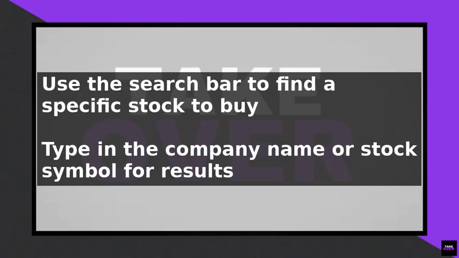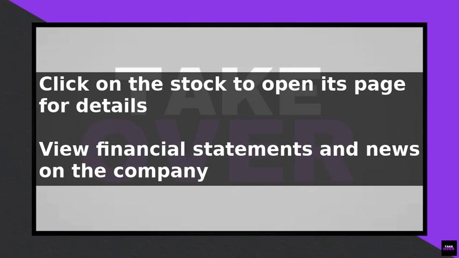To place a buy order, click on the trade button at the top of the screen. Then, select the amount of money you want to invest in the stock, or the number of shares you want to buy. You can also set a stop-loss order, which will automatically sell your stocks if they fall below a certain price. After you have placed your buy order, it will be executed at the current market price.